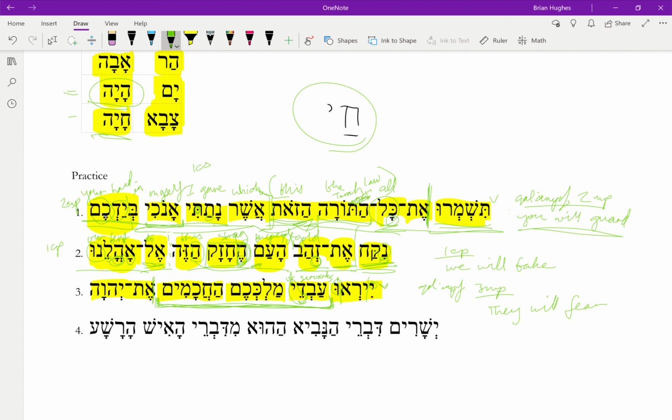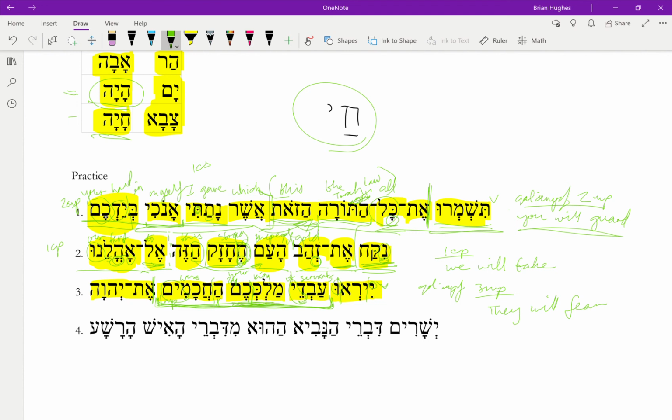Malkechem. Okay, so we can isolate this suffix. This is a possessive suffix. It's second masculine plural. Possessive suffix means your. And then we get mem lamed kaf, melech, king. So we have servants of your king, they will fear. But then we've got this word, hachachamim. So here we have a definite article, here we have a masculine plural ending. It's an adjective, right? From chacham, to be wise. So this is wise. Well, what is it referring to? So we need a masculine plural definite noun to connect this to.